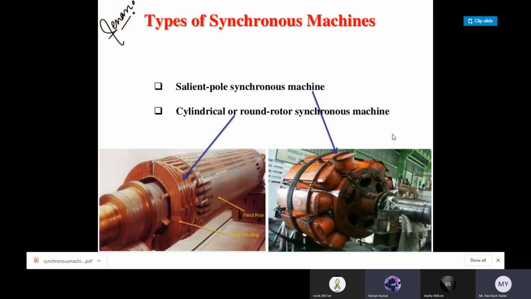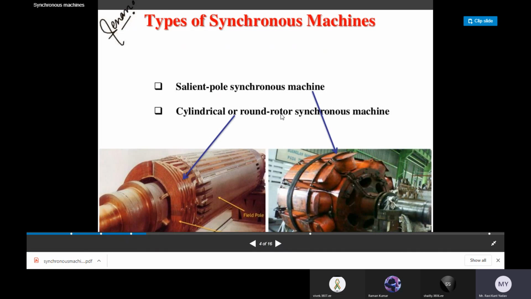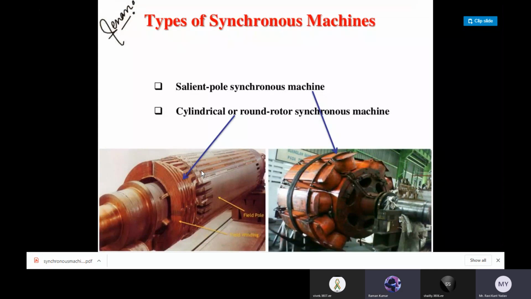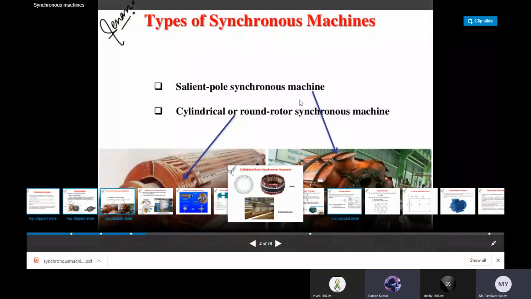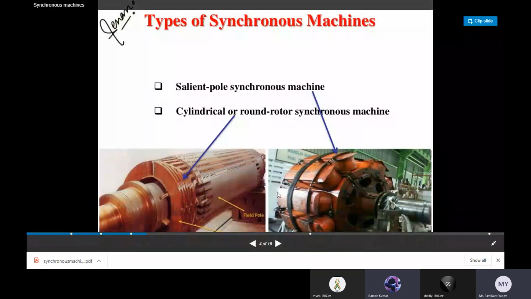As earlier I discussed, the salient pole synchronous machine and the cylindrical, round rotor synchronous machine. This is the round rotor, cylindrical type synchronous machine. This is the cylindrical structure. Are you getting my point? These are the slots. In the slots, the field winding is made. Here the winding is made, and the rotor looks like that. ठीक है ना? Are you watching?